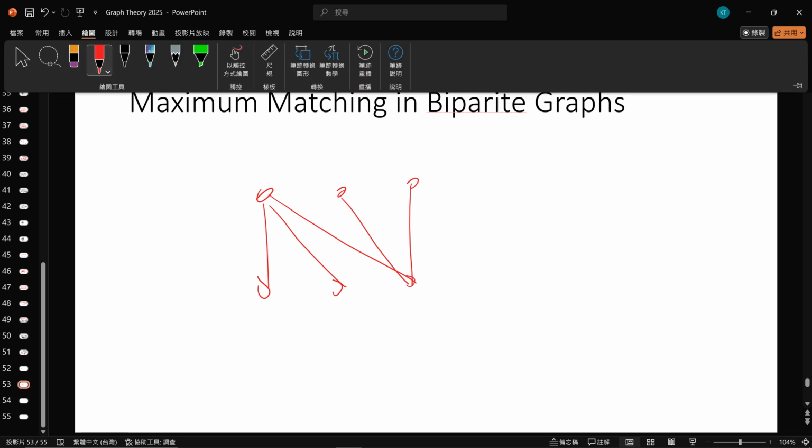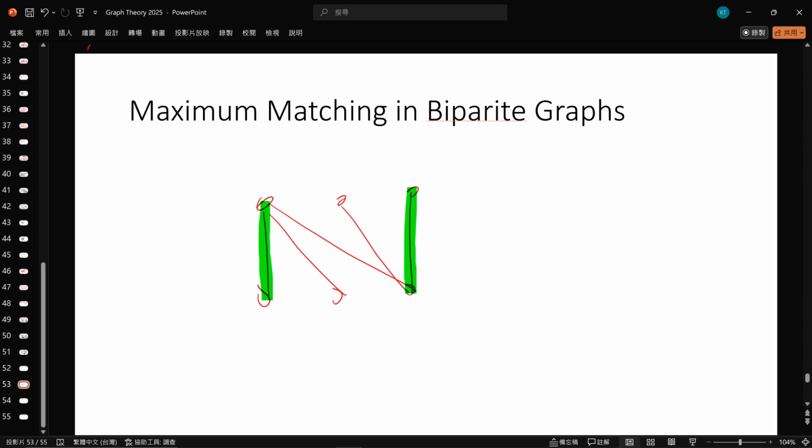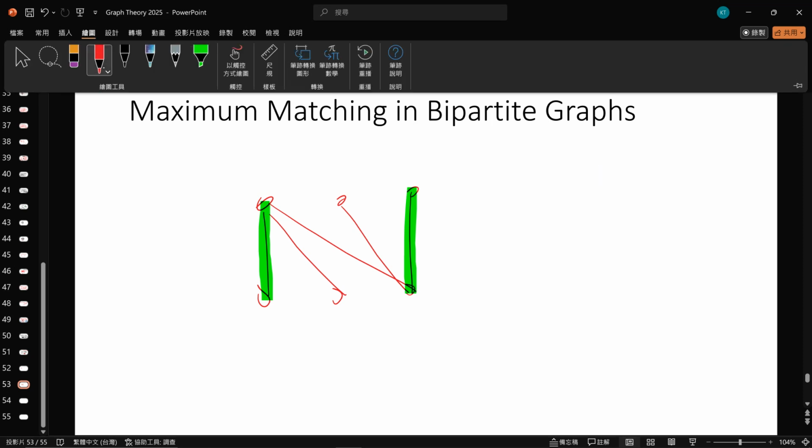So for example, we can pick this one and this one. So this is a matching, where we match these four vertices. Some vertex is not matched in my solution. And the goal for this problem is to find the largest matching you can have. By largest, I mean the most number of edges in the matching. So first of all, the definition of matching is just a set of edges that do not share endpoints.